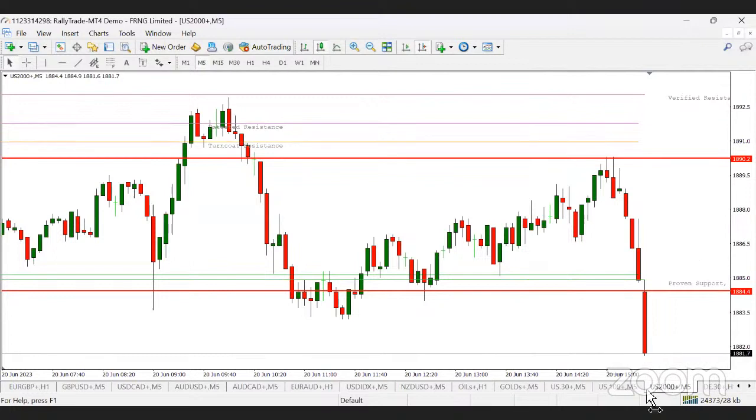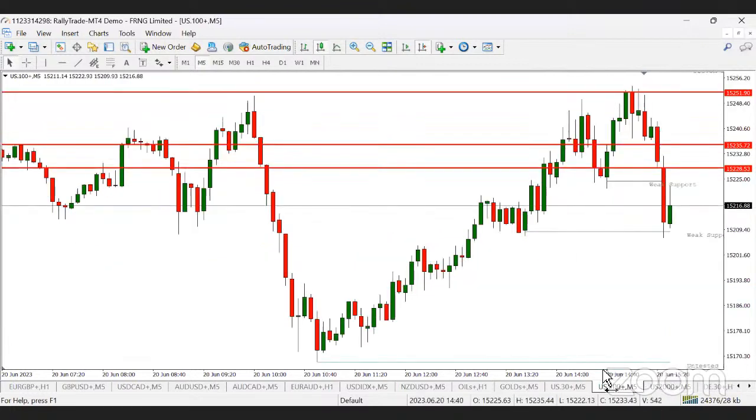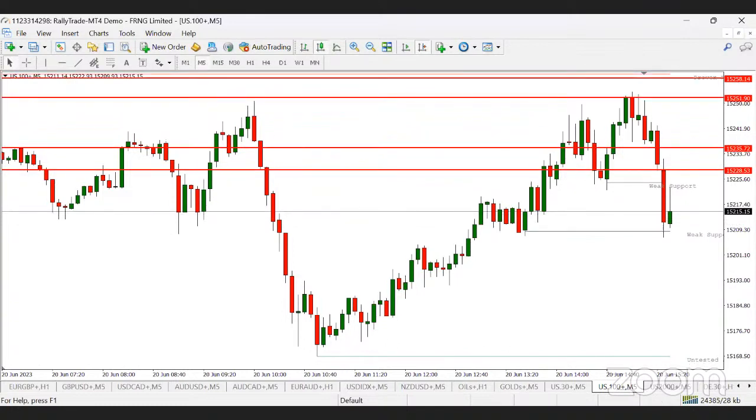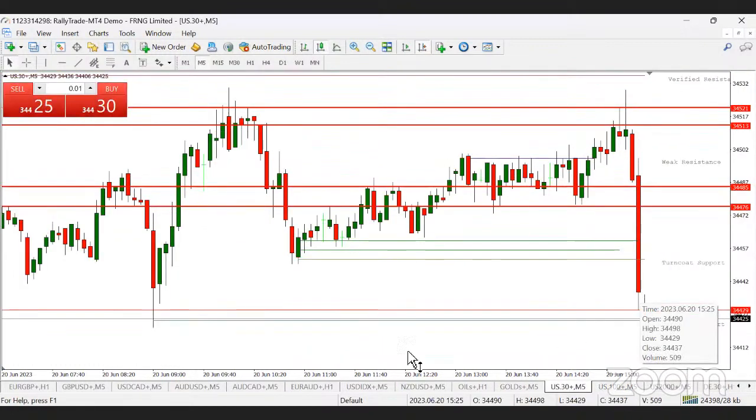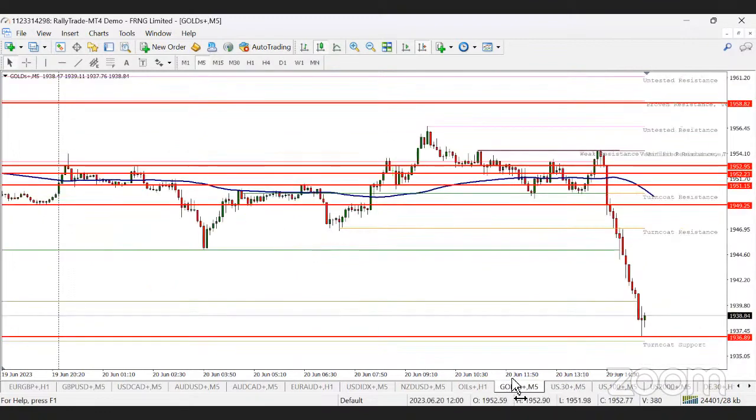Okay, US 2000 also, you can go ahead and sell US 2000. Please, on US 100, don't enter a buy, sell also. Sell on US 100 also. So for the indices, you can go ahead and sell. All right, I'm not going to say that too much because I know that you're already following the trend.